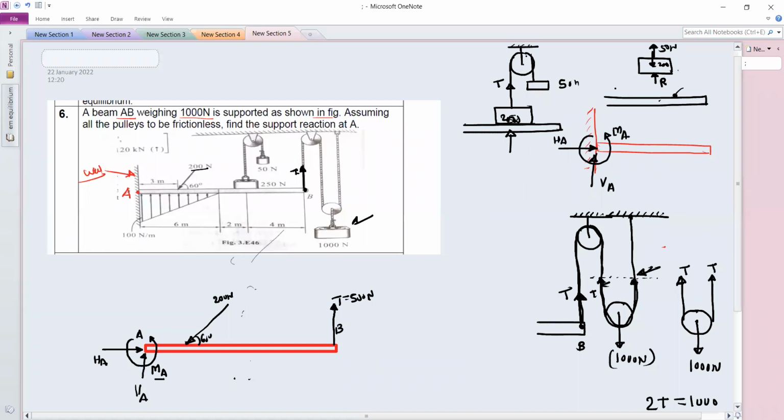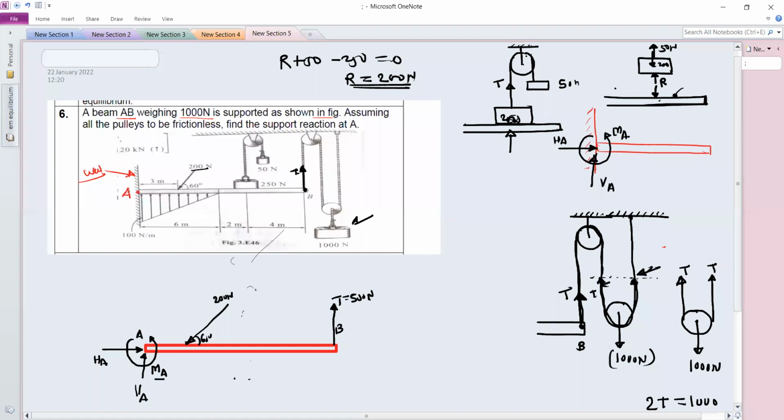So net reaction here R, we can find out: R plus 50 minus 250 is equal to 0. So R is equal to minus 200, so it is plus 200. So net reaction R on the dead weight is 200 Newton. And it is the same reaction in the opposite direction when we consider the free body diagram for this beam.